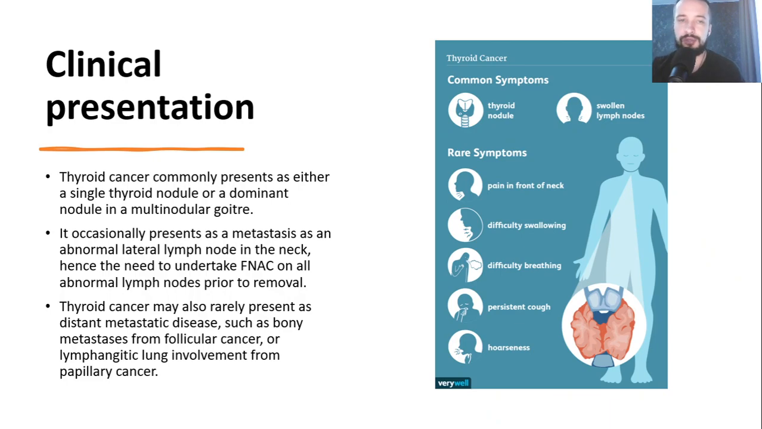Thyroid cancer commonly presents as either a single thyroid nodule or a dominant nodule in a multinodular goiter. It occasionally presents as a metastasis, as an abnormal lateral lymph node in the neck, hence the need to undertake FNAC of all abnormal lymph nodes prior to removal. Thyroid cancer may also rarely present as distant metastatic disease, such as bony metastasis from follicular cancer or lymphangitic lung involvement from papillary cancer.